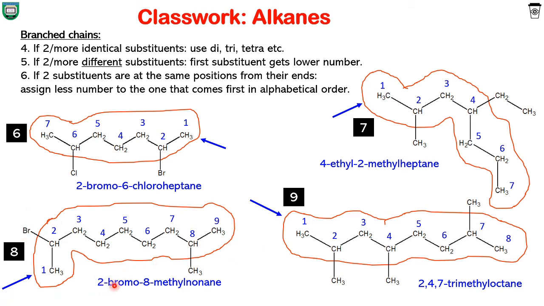So 2-bromo, bromine comes first in the alphabetical order, and then 8-methyl, nonane because 9 carbon atoms, right? And this is an alkane, only single bonds. Coming to the 9th one, so this has 3 methyl substituents at the 2nd, 4th, and 7th. So 2,4,7-trimethyl because 3 methyl substituents are there, and this molecule contains 8 carbon atoms, so oct, and this is an alkane, so ane, octane.